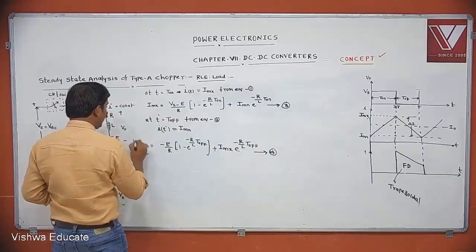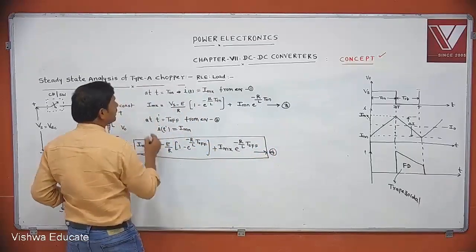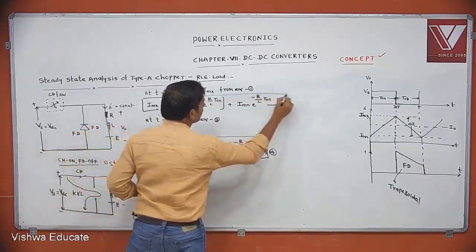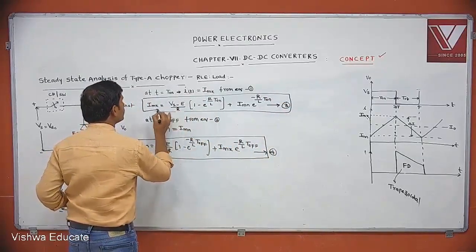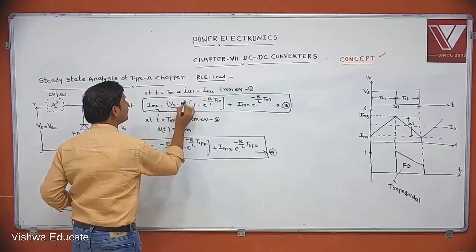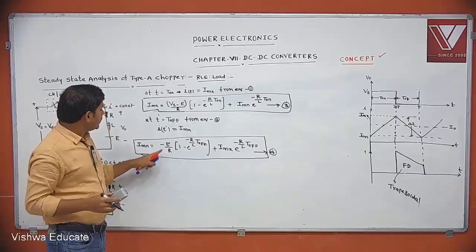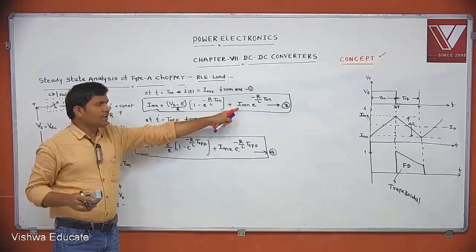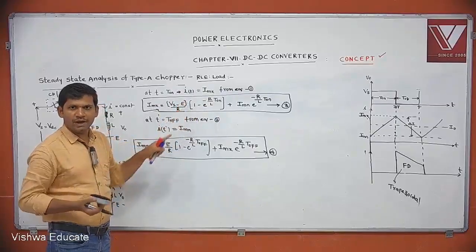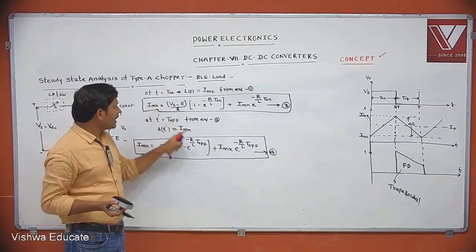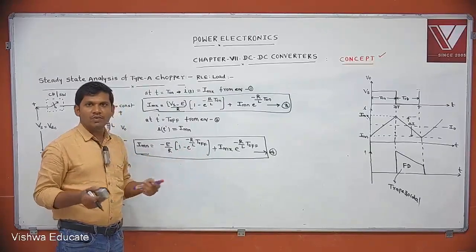This is I minima in terms of I max, and this is I maxima in terms of I minima. Now substitute I minima in this equation, and you get the total equation in terms of I max, then you get the expression for I maxima. Substitute I maxima in the other equation, then you get the total expression in terms of I minima, and you can solve for I minima.